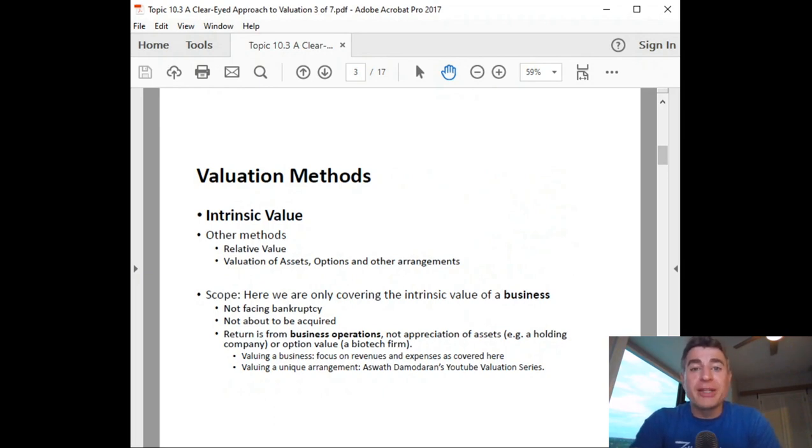Other things which I'll cover way at the end is a little bit on relative valuation, when we use one or two financial metrics to try to make a determination for valuation relative to other companies. And then the valuation of assets, options, and other arrangements.